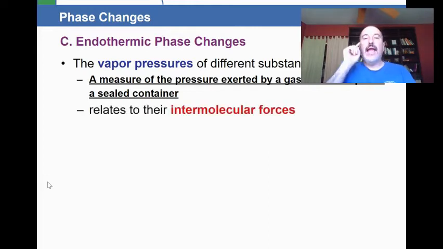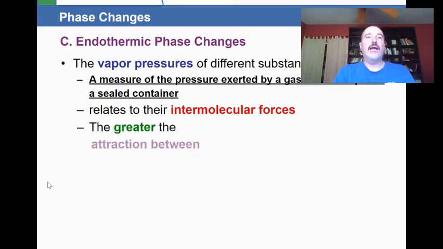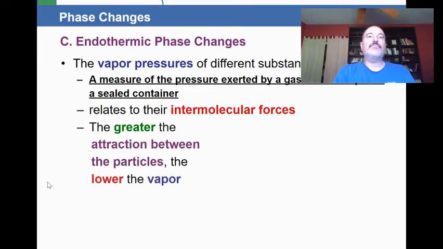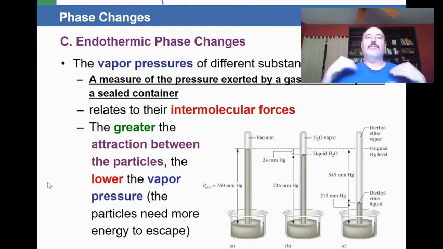All right? And it's related to the intermolecular forces that we learned about. Remember the dipole-dipole attraction, London dispersion forces, hydrogen bonding. All right? The greater the attraction between the particles, the lower the vapor pressure. So the particles need more energy in order to escape.